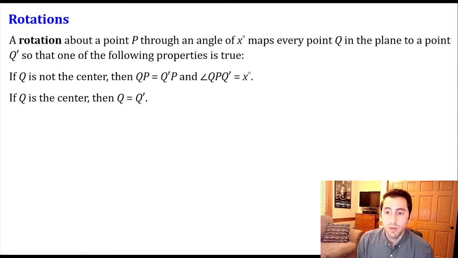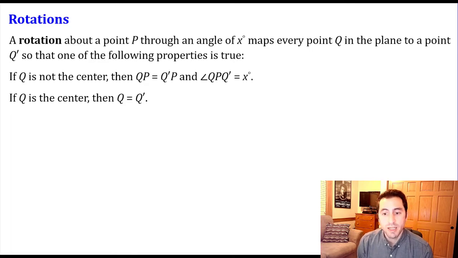It says a rotation about a point P through an angle of x degrees maps every point Q in the plane to a point Q prime so that one of the following properties is true. The first property says if Q is not the center, so if Q is not the same as point P, then the length from Q to P is the same as the length from Q prime to P. And then the angle that is formed by those 3 points, Q, P, and Q prime, that's our angle of rotation, so that's going to be x degrees.